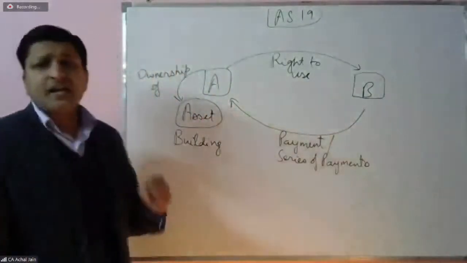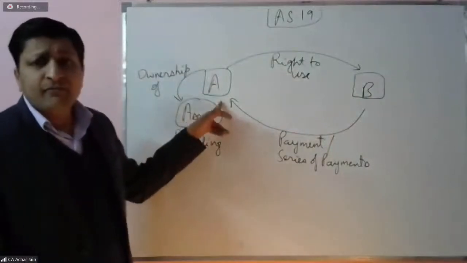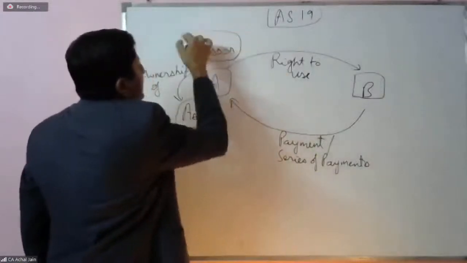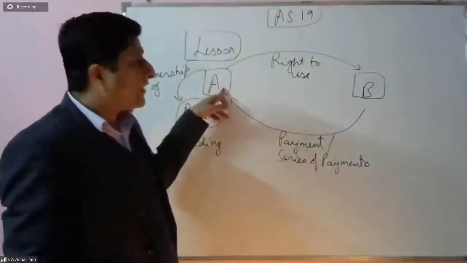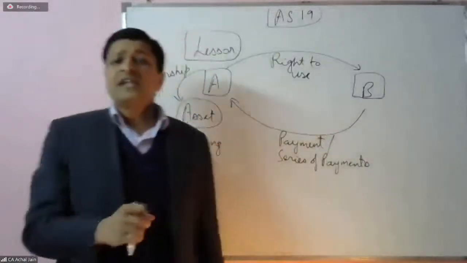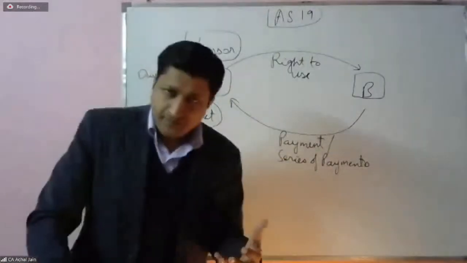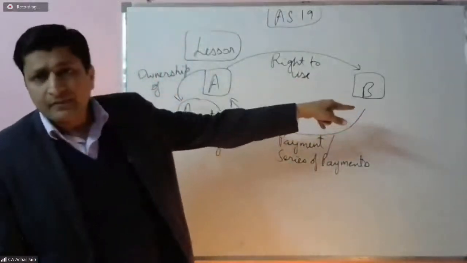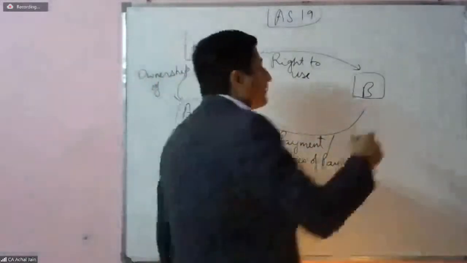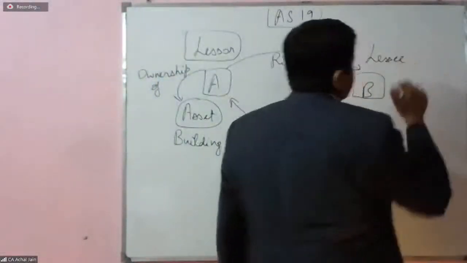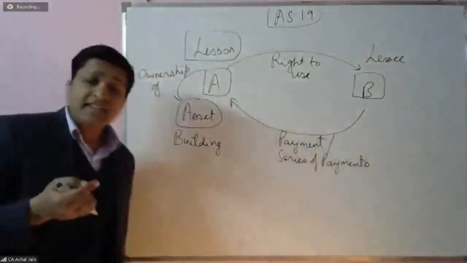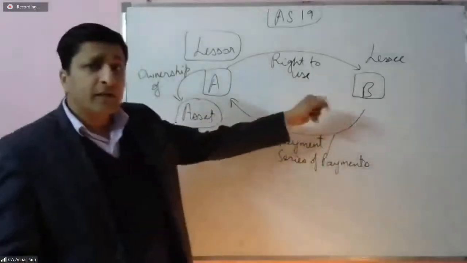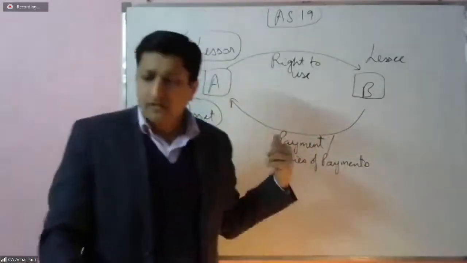In this arrangement, A will be termed as lessor. The standard gives a terminology to this party A. Who is the lessor? The party who owns the asset and who transfers the right to use to the other party. And B will be termed as lessee. Lessee is the party who will get the right to use the asset and which will be making the payments in respect of this asset.